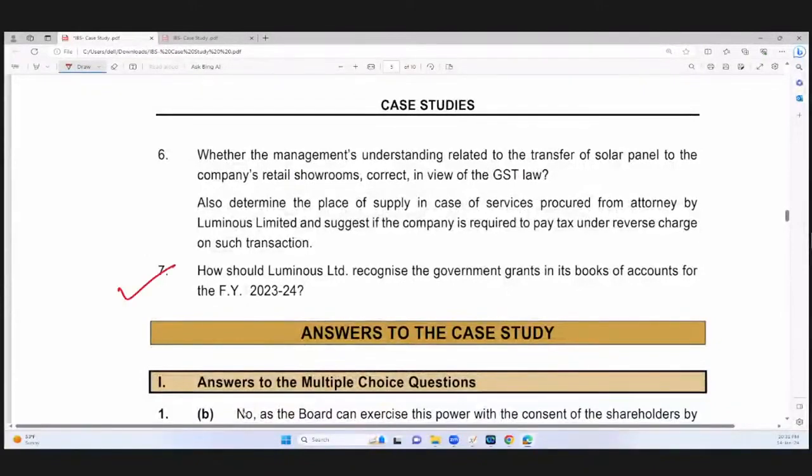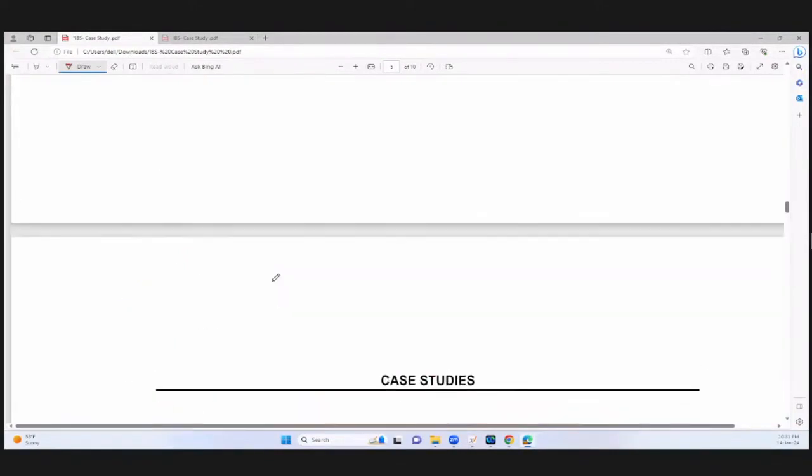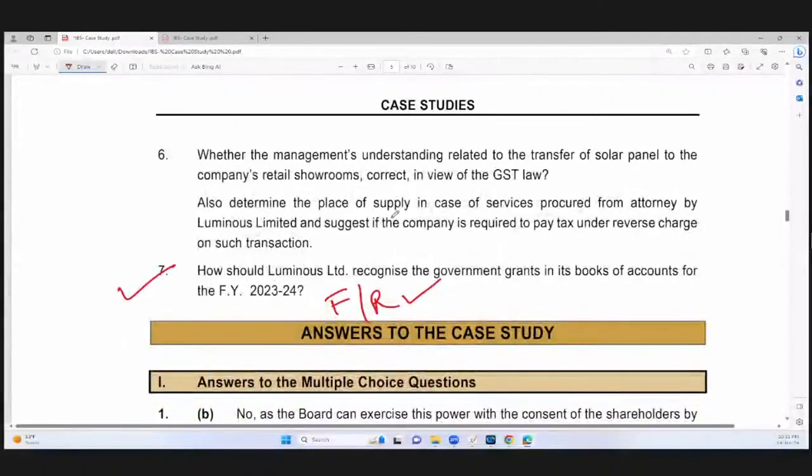Question number 7 is already gone, and question number 6 is pending. Whether the management's understanding related to transfer of solar panel to company's retail showrooms is correct in view of GST law. ये सिंपल क्वेश्चन है स्टूडेंट्स। इसमें 2 पार्ट्स हैं 6 में, और दूसरे पार्ट में डिफरेंट क्वेश्चन पूछा गया है.